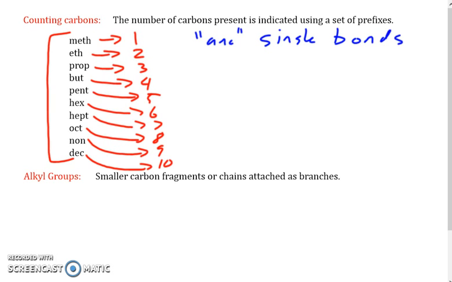So what I want you to do is pause the video right now, and see if you can figure out on your own what pentane is going to look like.